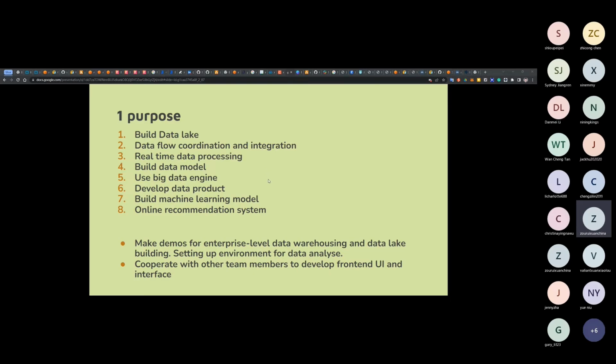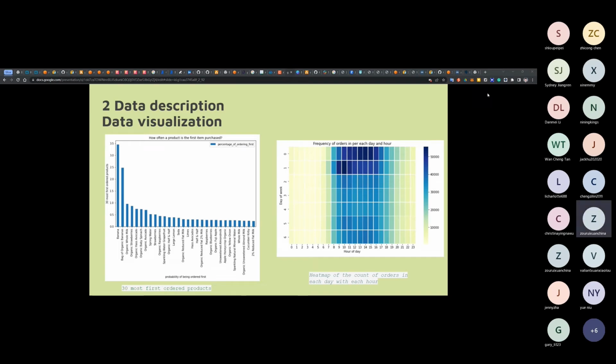The sixth one was to develop the data product, which is to make sure every component can combine together. The seventh part was to build a machine learning model, which we set up in SageMaker. And the eighth one is to have an online recommendation system. We also try to cooperate with other team members to develop a frontend UI and interface, but it's still in progress.